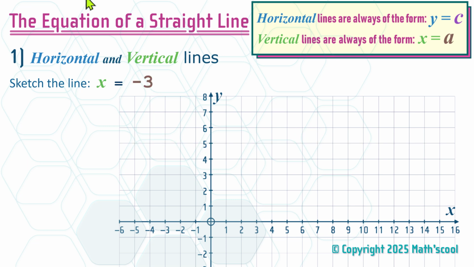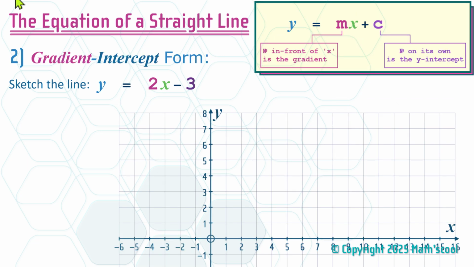x equals -3 will be that line there. Those are the points which all have an x coordinate of -3. And most usefully, that line crosses the x-axis at -3. So they're easy, they're pretty straightforward.